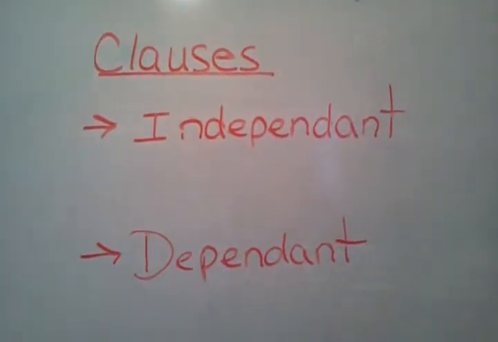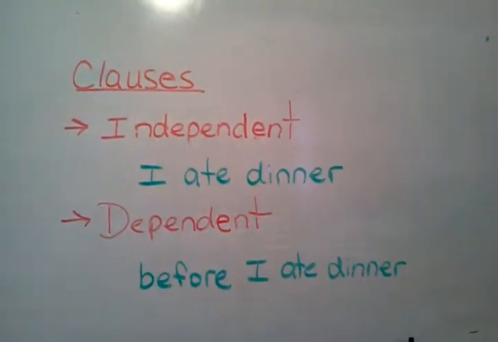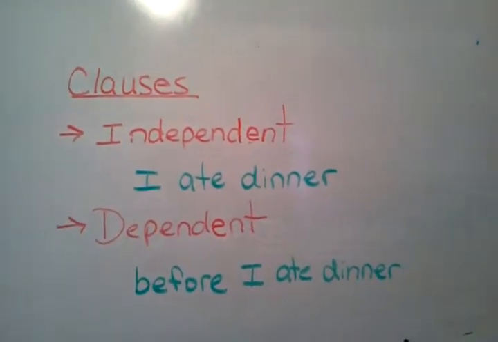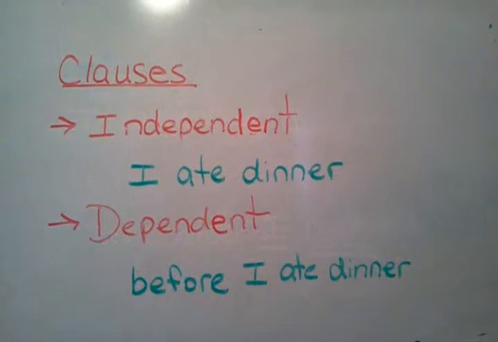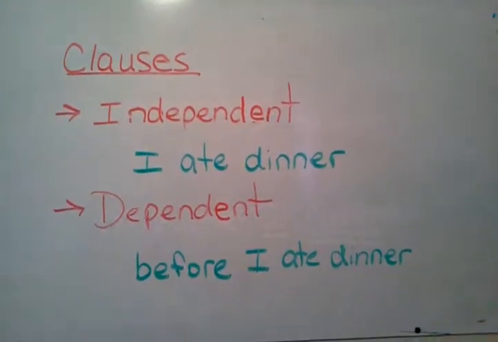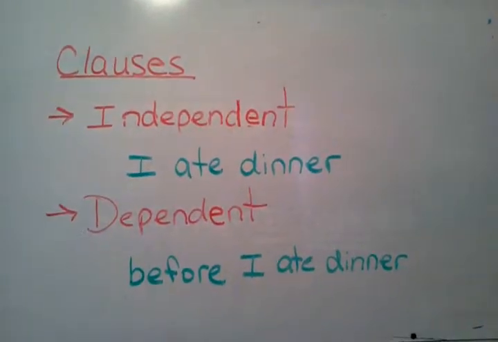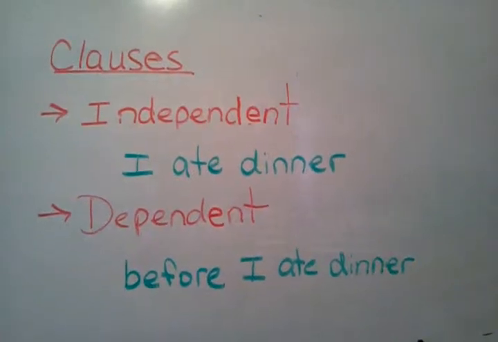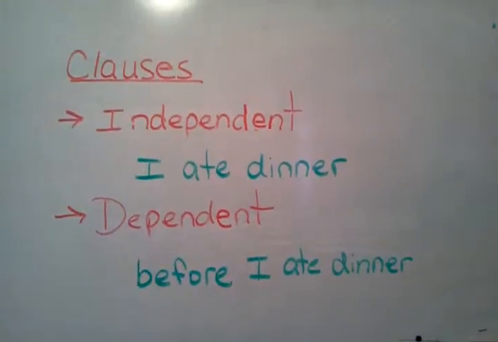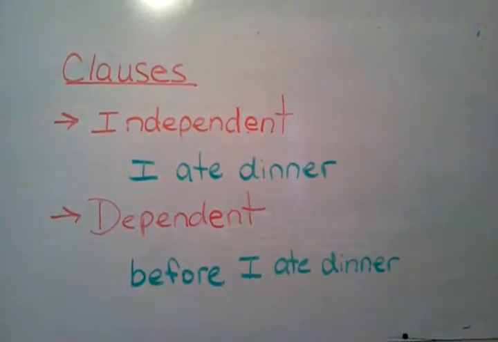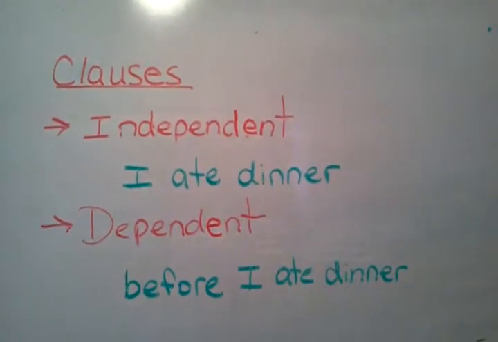There are two kinds of clauses: independent clauses and dependent clauses. I ate dinner would be an independent clause. Before I ate dinner would be a dependent clause. Here's why. I ate dinner is called an independent clause because it can stand as a sentence independently. But if you add the word before on the beginning, now before I ate dinner, that's a clause. It has a subject and a verb, I ate. But we call this type dependent because it can't stand alone as a complete thought, as a sentence. And it's all because of that word before at the beginning.